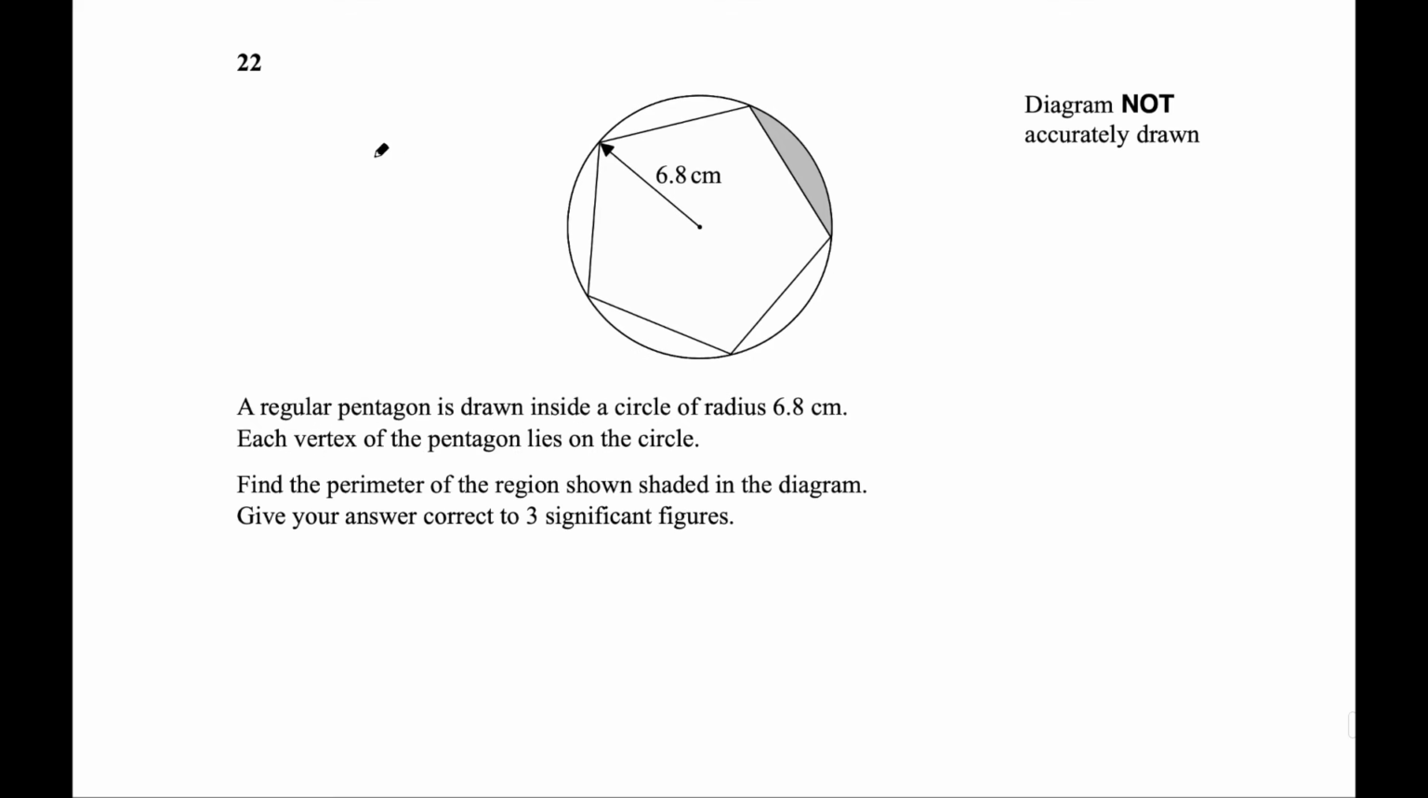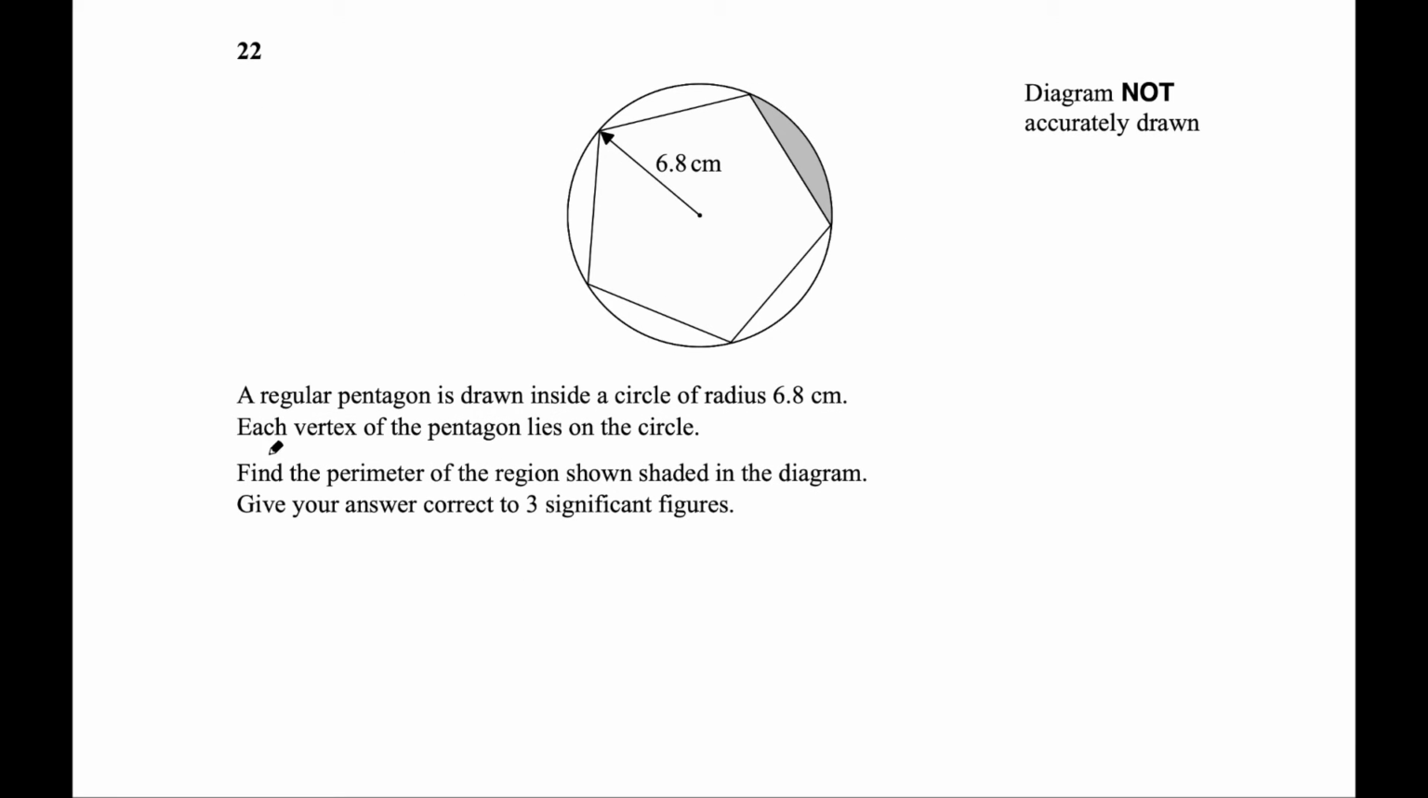Okay, on to the next one. Question 22 gives us a diagram. It says a regular pentagon is drawn inside a circle of radius 6.8 centimeters. Each vertex of the pentagon lies on the circle. Find the perimeter of the region shown shaded in the diagram. Give your answer correct to 3 significant figures.